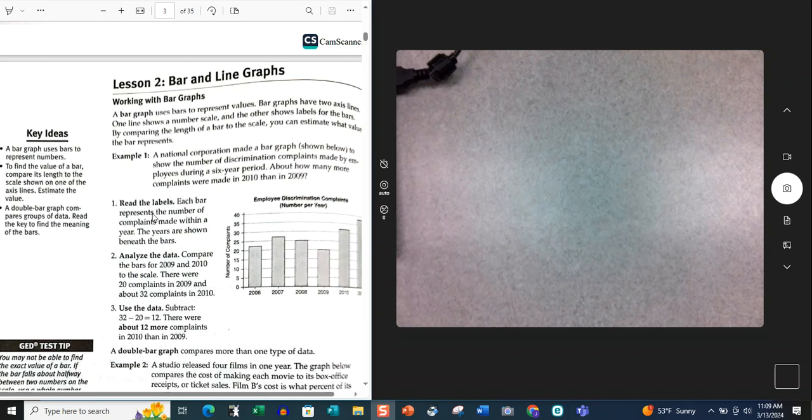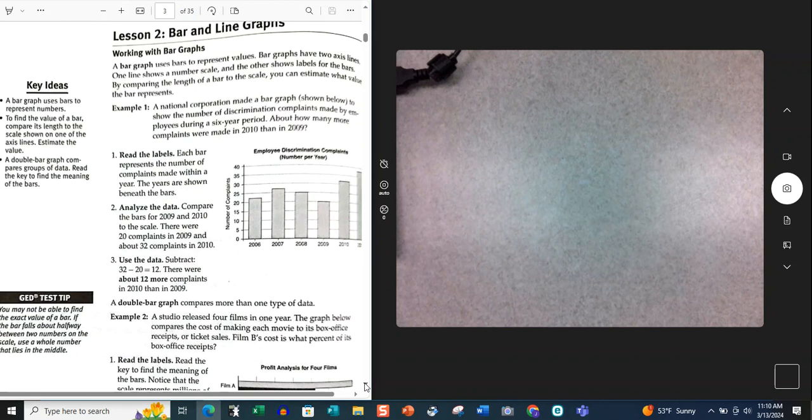So read the labels. Each bar represents the number of complaints made within a year. The years are shown beneath the bars, which we have here. Analyze the data. Compare the bars for 2009 and 2010 to the scale. There were 20 complaints in 2009 and about 32 complaints in 2010. Use the data. Subtract 32 minus 20 is 12. There were about 12 more complaints in 2010 than in 2009.